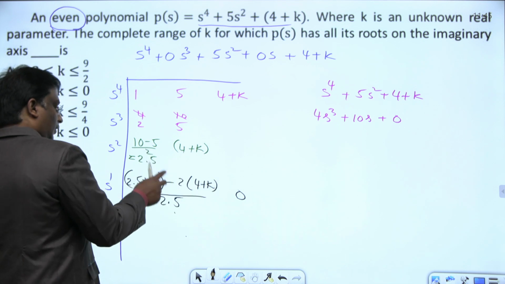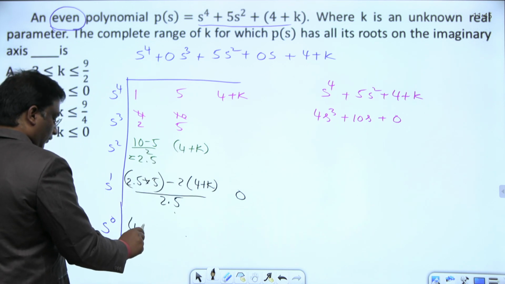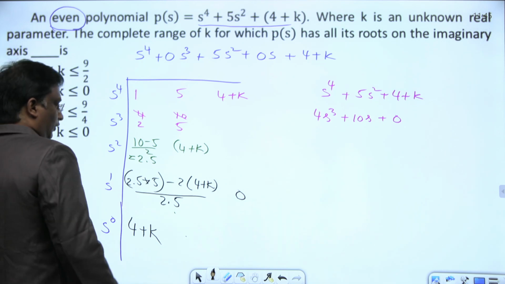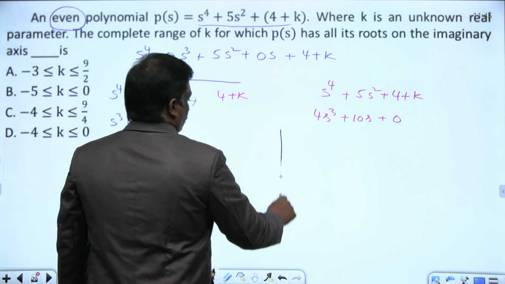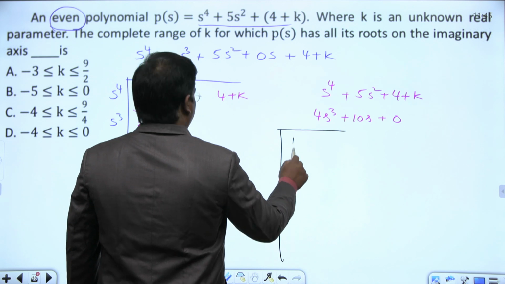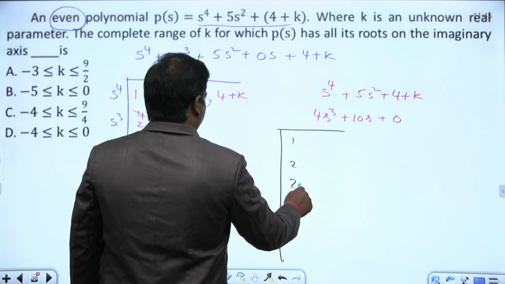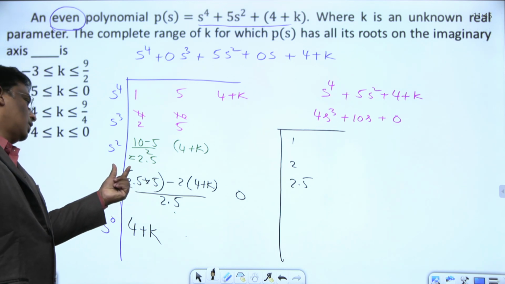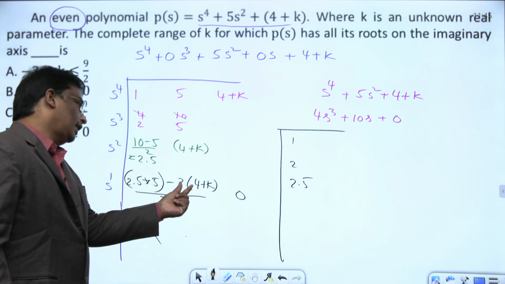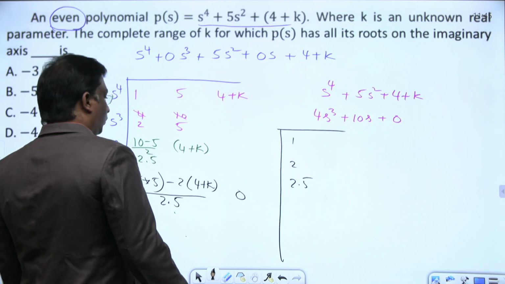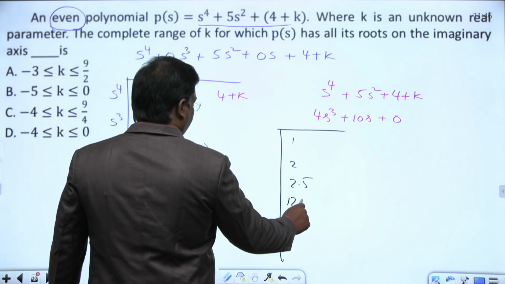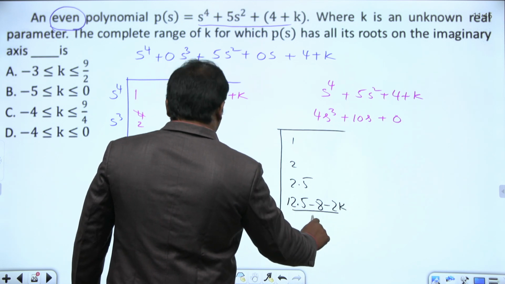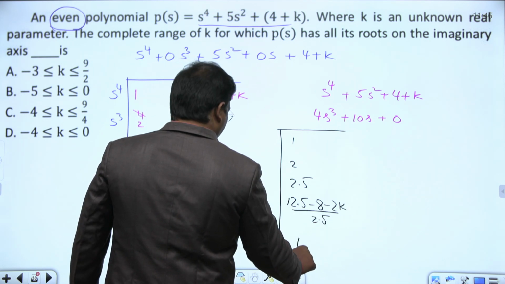This minus this by this value. If you do it here, you will get 4 plus k. And the first row: these are the first row, this is 1, this is 2, this is 2.5. This is 12.5 minus 8 minus 2k, divided by 2.5, and this is 4 plus k.